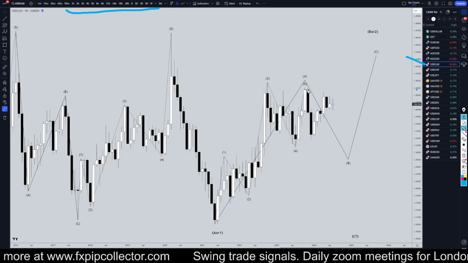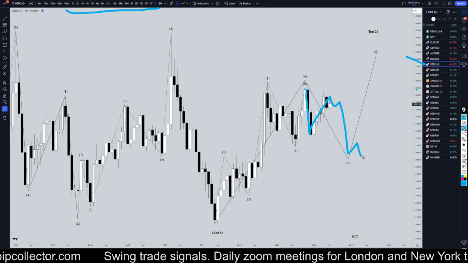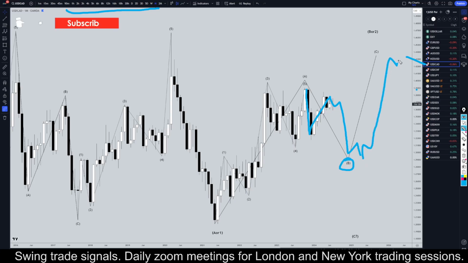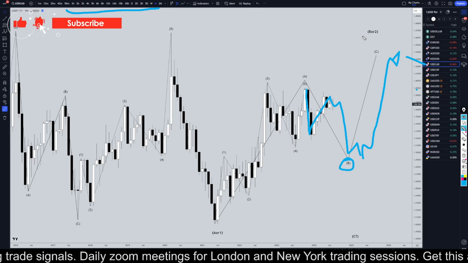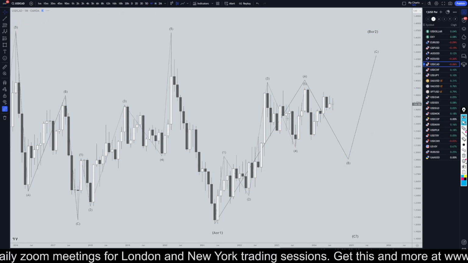So, on the dollar CAD monthly, I still think this is an A, this is a B, and I think we're going to end up going down for a wave C, which should be an A, B, C, or B. Eventually, it'll end up continuing back up, I think, for a wave C, which should be a wave B or 2. So let's head down to the weekly time frame.